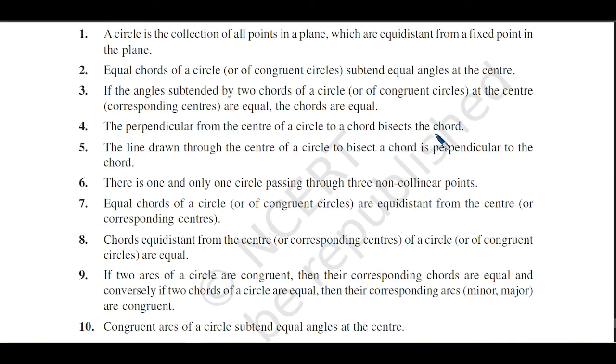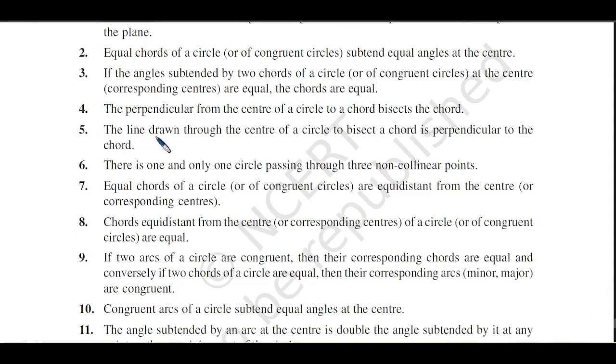We have seen it, because in an isosceles triangle also we saw a similar thing. If you drop a perpendicular, it bisects. 5. The line drawn through the center of a circle to bisect a chord is perpendicular to the chord. This also we have seen, and it is easy to prove. There is one and only one circle passing through three non-collinear points. That also we have checked.